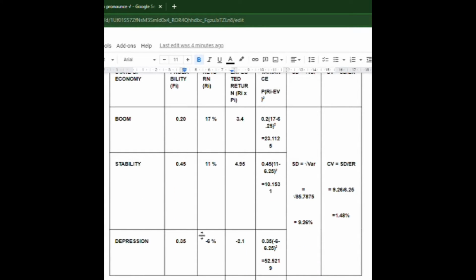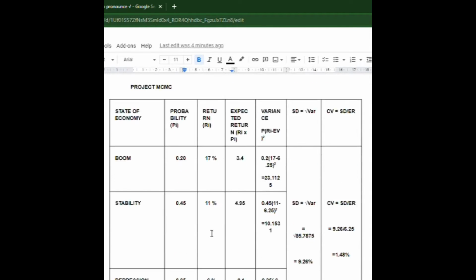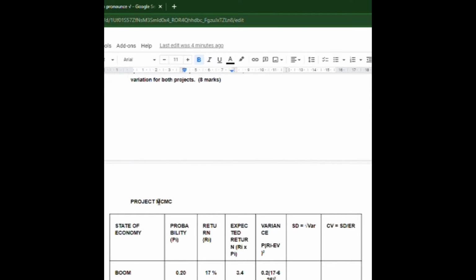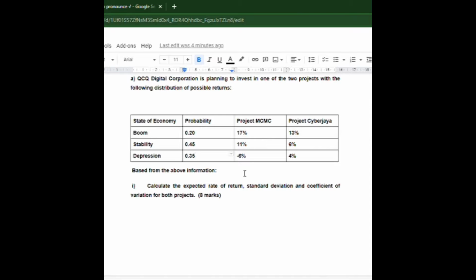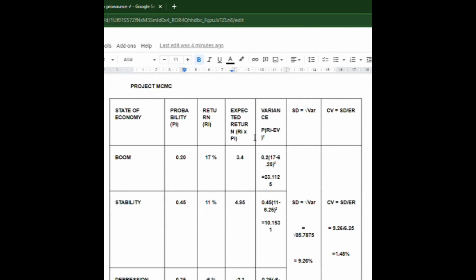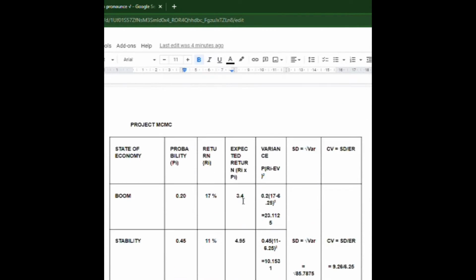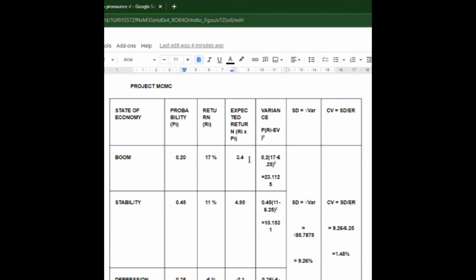These three figures I also got from the question here, project MCMC, because I am doing the answer for MCMC. So I take the figures from project MCMC here. And then the expected rate of return, or we call it EV. So how do I get this answer?